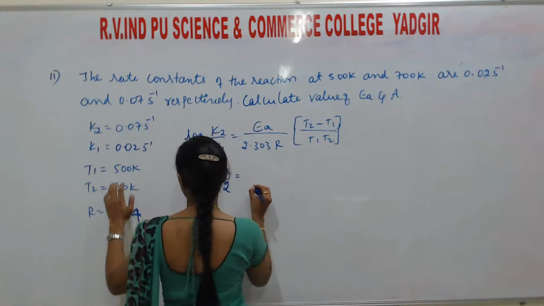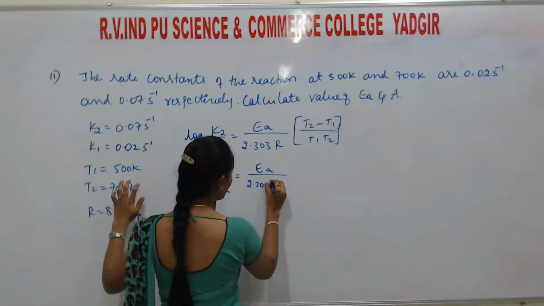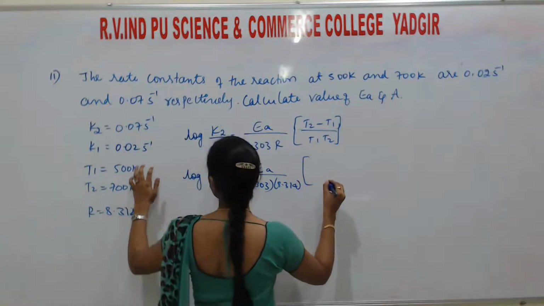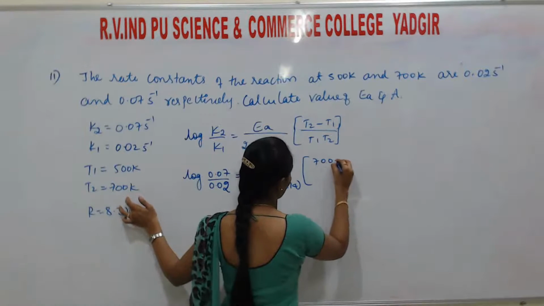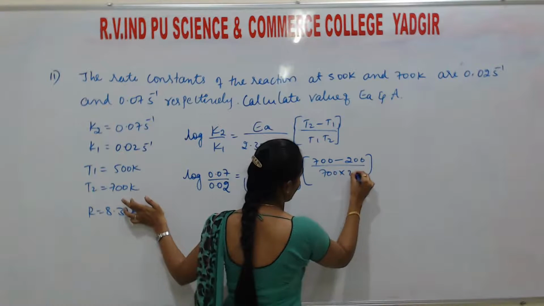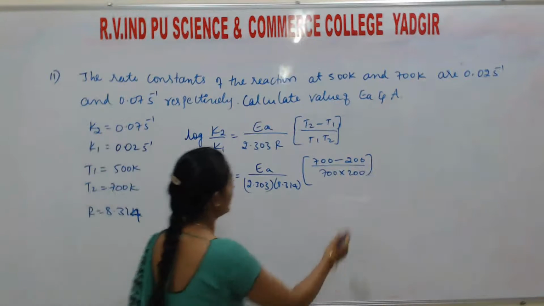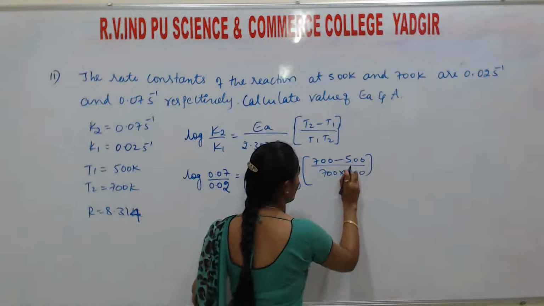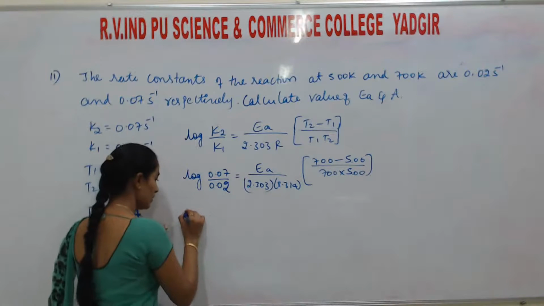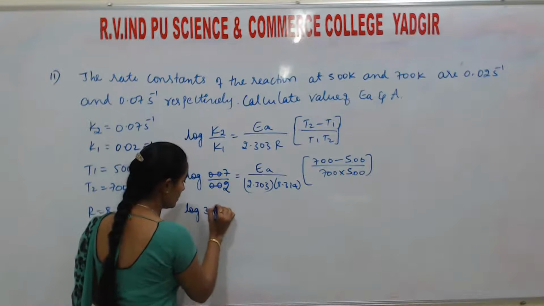Next, A we don't know. This one is 2.303 into 8.314. This one is T2 minus T1, that is 700 minus 200, divided by 700 into 200. 700 minus 200 is 500. Correct? Next, this one is log, the zeros get cancelled, so this one is 3.5.